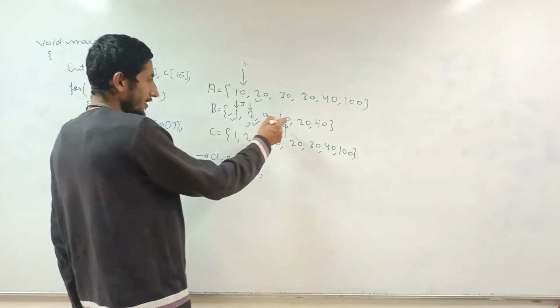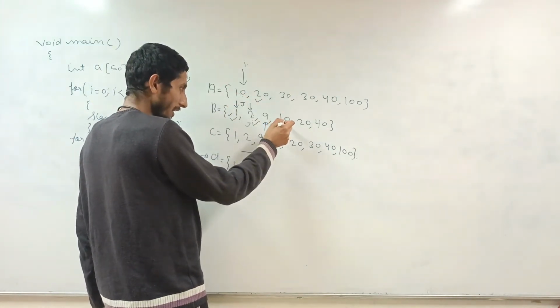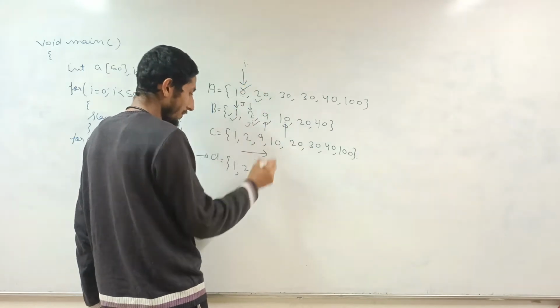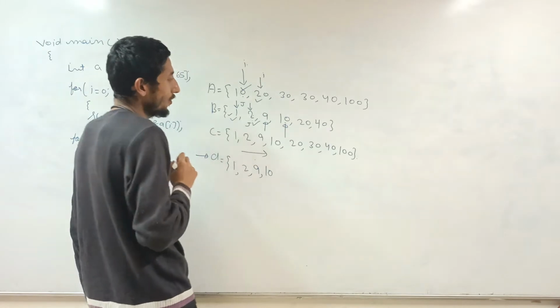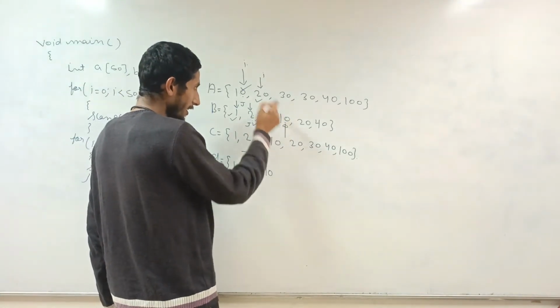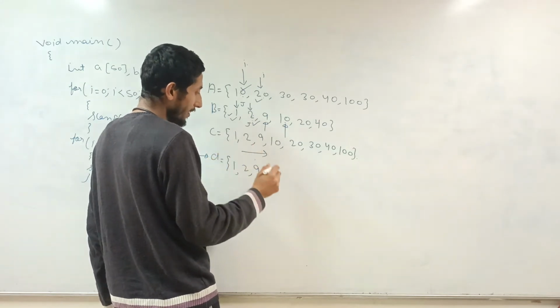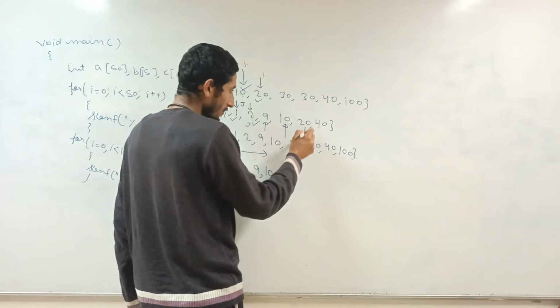Then 10 and 10 will be compared. 10 is not smaller than 10, so this 10 will be copied and the value of i will be incremented. Are you following this? That is quite easy. Then this 10 and 20 will be compared, and this 10 will be copied, and compiler control will come here.